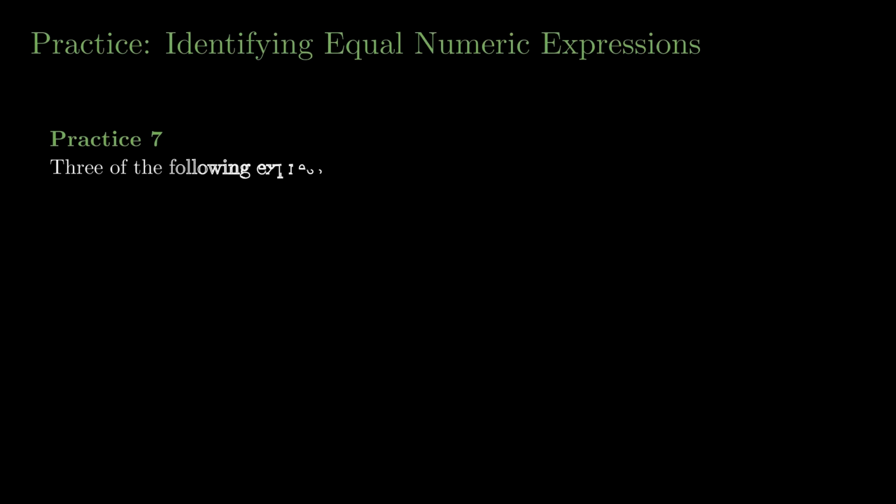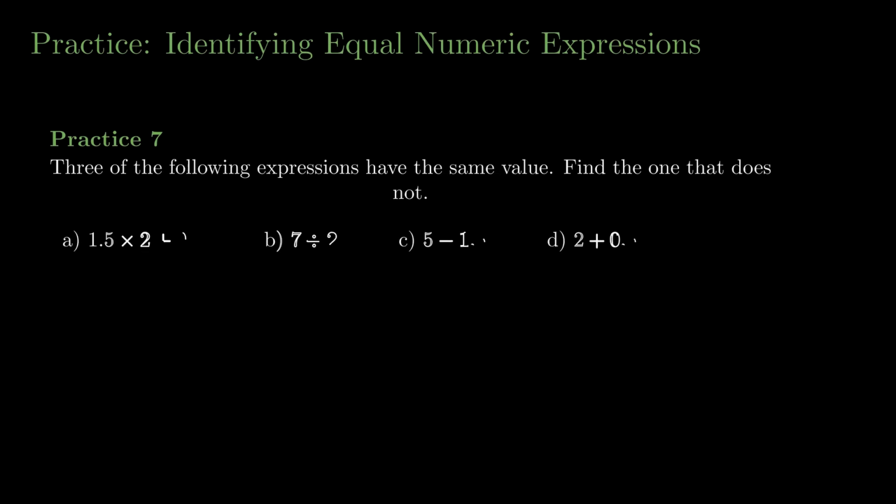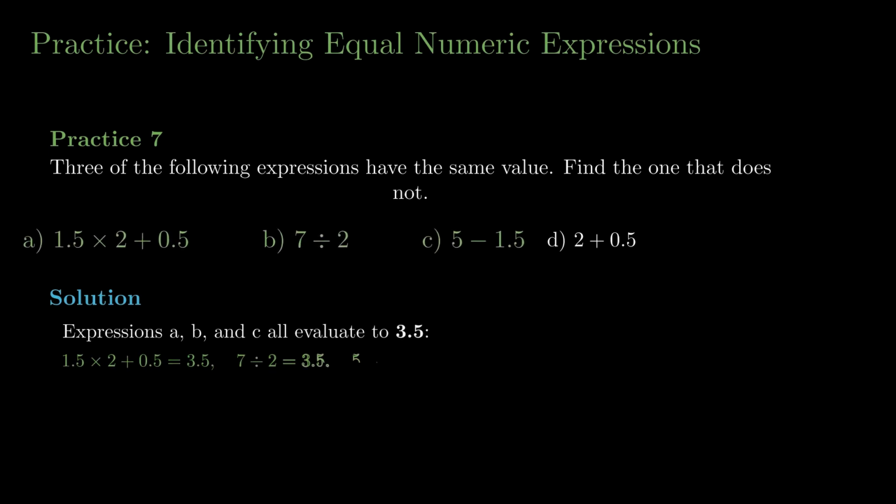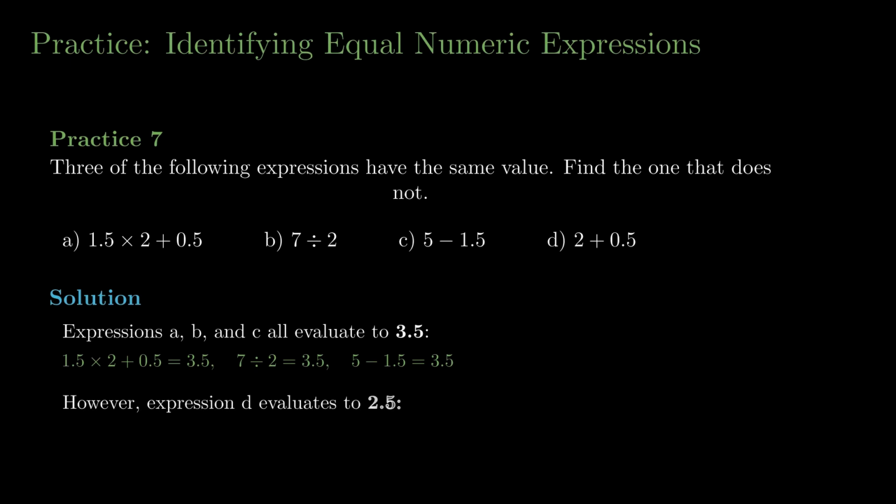Let's check our understanding with a practice problem. 3 of the following numeric expressions evaluate to the exact same value. Identify the one that does not belong. Let's calculate each expression. A, B, and C all evaluate to exactly 3.5. They are different names for the same value. However, expression D evaluates to 2.5, which is not equal to 3.5. Therefore, D is the correct answer because it does not have the same value.